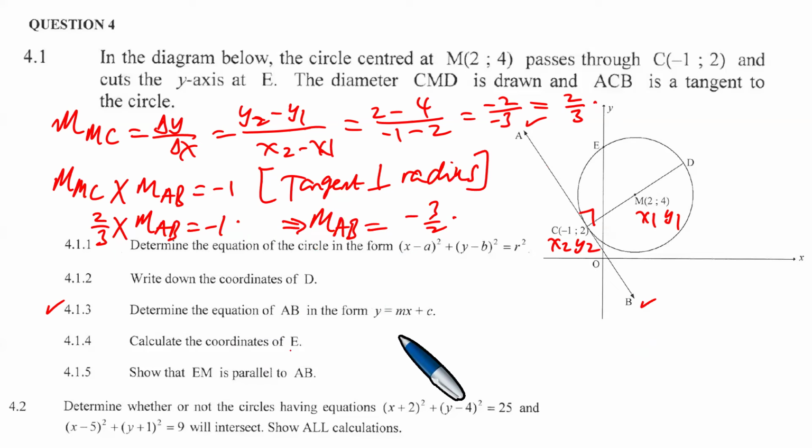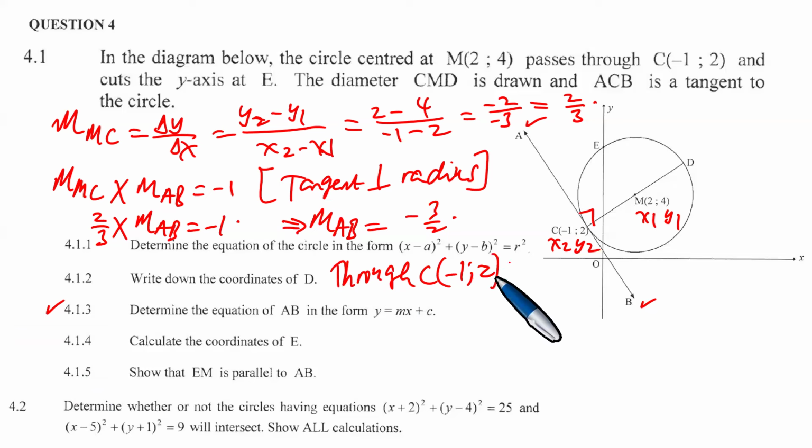But this line AB, whose equation you need to find, because this question says determine the equation of AB in that form, AB passes through, okay, you can just use the word through. Right, so it passes through C with coordinates -1 and 2.